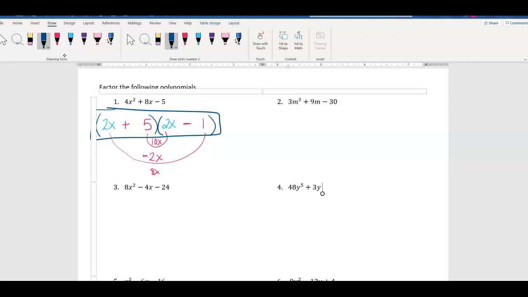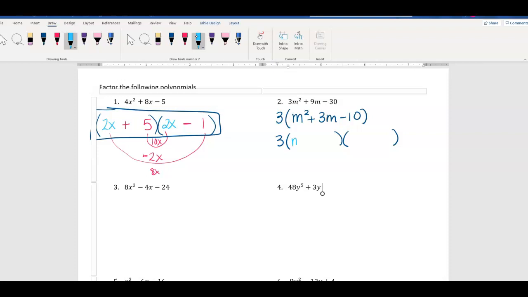In number 2, we ask ourselves, do I have a greatest common factor? And the answer is yes, I can take out a 3. Now remember that 3 doesn't fall off the face of the earth. It is one of my factors that needs to be there. So I'm going to write it on the outside there, m squared plus 3m minus 10. And again, that 3 doesn't fall off the face of the earth. It needs to be in my answer. It is one of my factors.